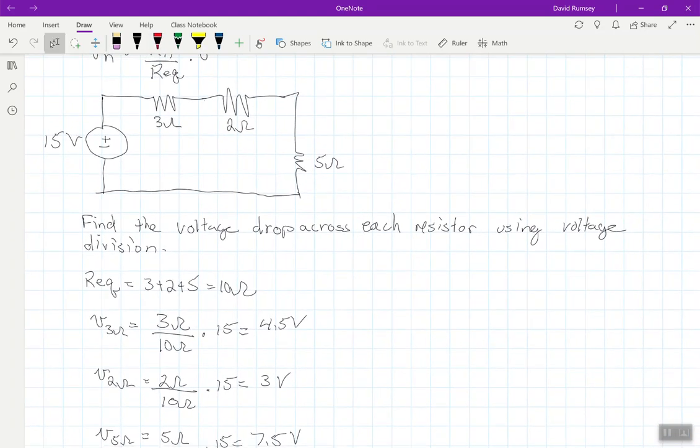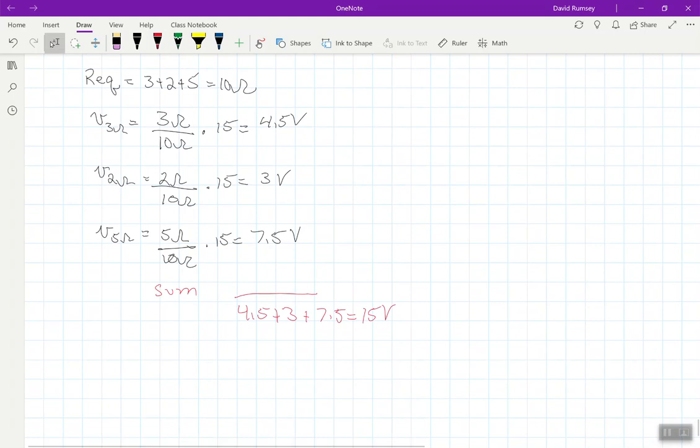This should not surprise us at all, because of KVL. If we were to draw this here, we know that the sum of all the voltages in this loop has to equal 0. Or another way to think about it is this 15 volt supply has to deliver 15 volts in total to the circuit, so the sum of these voltage drops has to be 15.